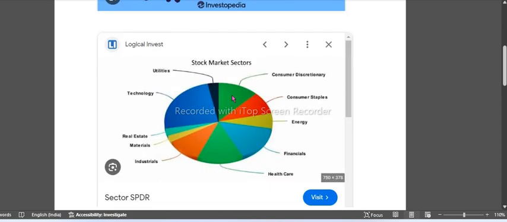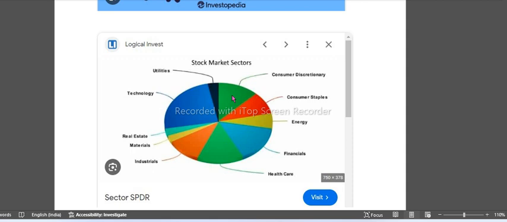Next we will see sector based ETF. Sector based ETF means, in the stock market, so many sectors are available. For example, IT sector, banking sector, chemical sector, FMCG sector, technology sector, real estate. So many sectors are available.